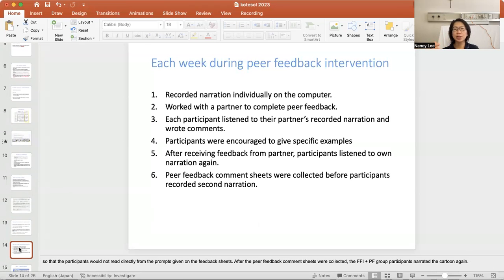Each week during the intervention, the participants recorded their narration individually on the computer. Then they worked with a partner to complete the peer feedback. The participant listened to their partner's recording and wrote comments. I gave them the flexibility of writing comments in Japanese or English. After receiving the comments, the participant listened to their own narration again while reading through the comments. Before the participant recorded their second narration, I collected all the comment sheets.